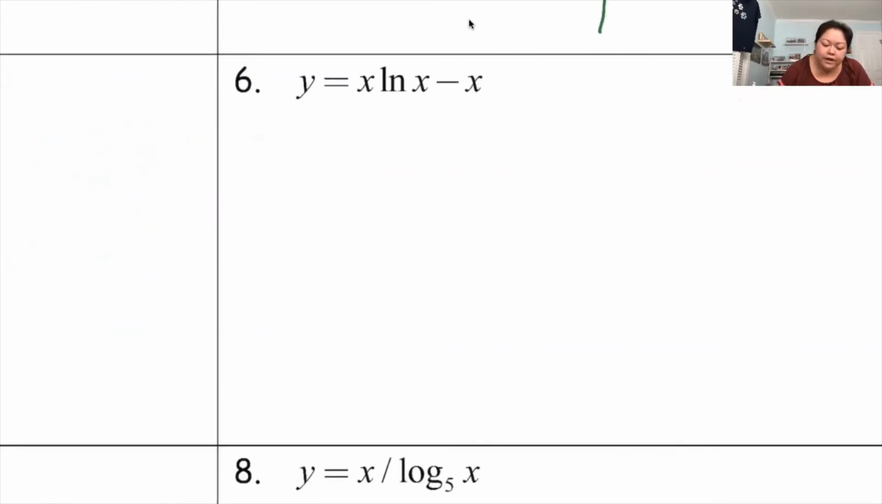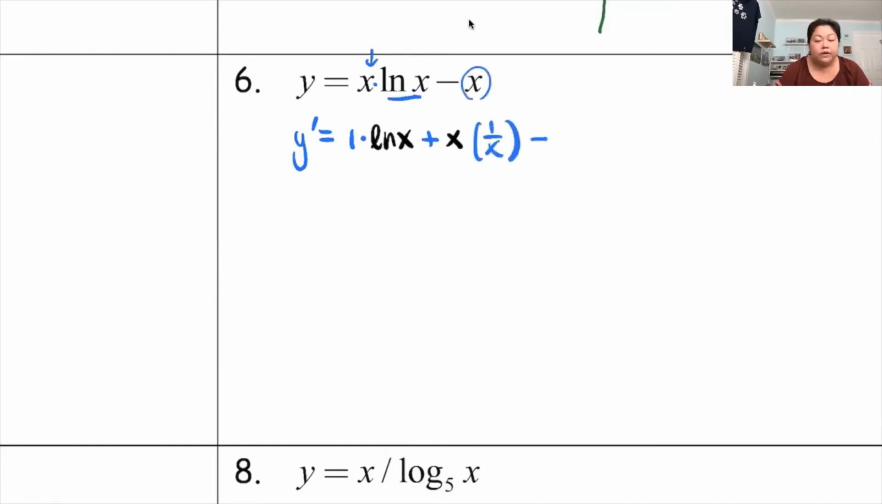Same thing here. Don't forget there's actually a product here. This is x times natural log of x minus x. So you have to make sure you take a minute here to realize you have product rule. Okay. So y prime equals, I'm going to take the derivative of the first term, which is x, and that's 1, times the original form of natural log of x. Beautiful. Plus, you now keep the original x, and then the derivative of natural log of x is 1 over x, and don't forget minus, what is the derivative of x here?